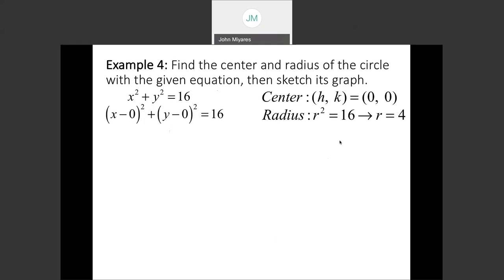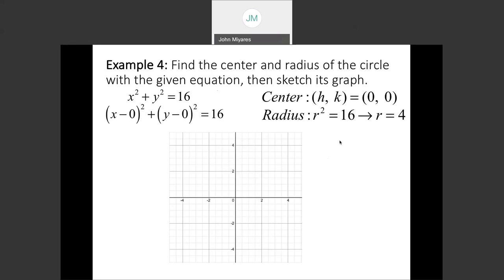To sketch this graph, just like before, we must plot the center point at the coordinates 0, 0. From there, we plot 4 key points that are going to be 4 units away from the center. First, I'm going to go right 4 and left 4 to get the points 4, 0 and -4, 0. Then I will go up 4 and down 4 to get the points 0, 4 and 0, -4. And from there, draw my circle through those key points.